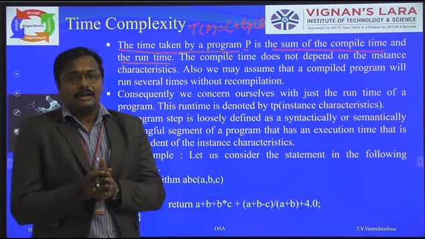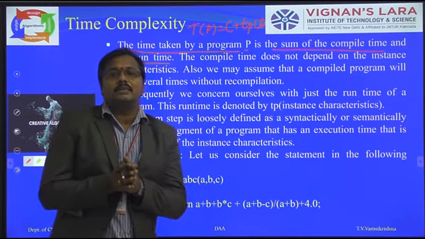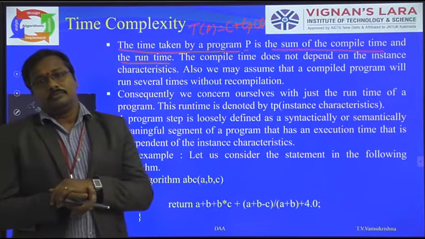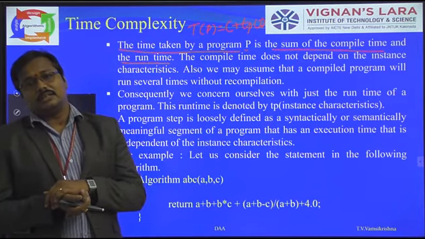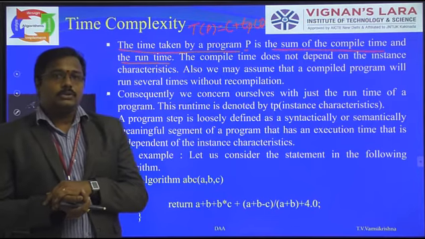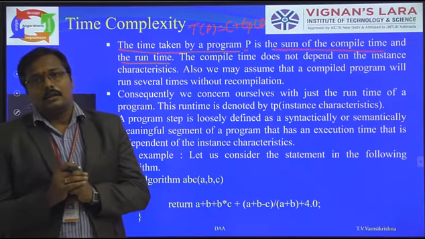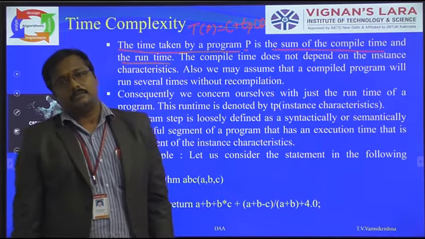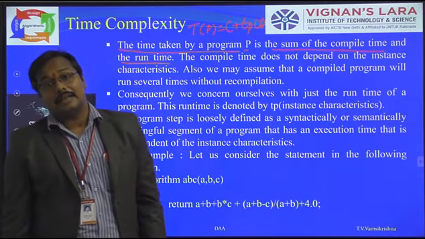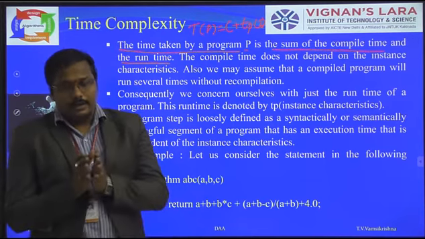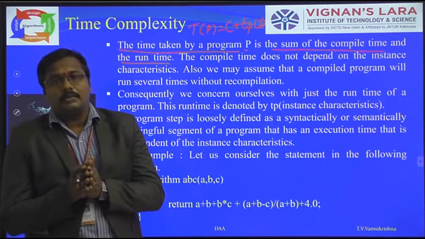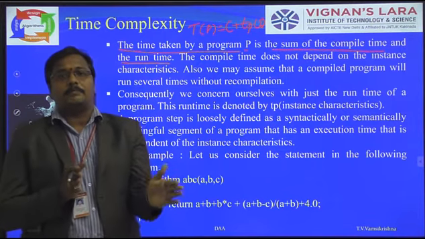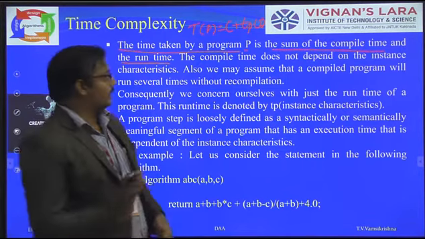C is the amount of time required to execute the program at compile time, means the instructions evaluated at compile time. That is the C. And the time complexity at runtime is called Tp of I, with reference to instance characteristics. So whenever we need to find the time complexity, we need to calculate the amount of time required at compile time and, in the same way, at runtime.